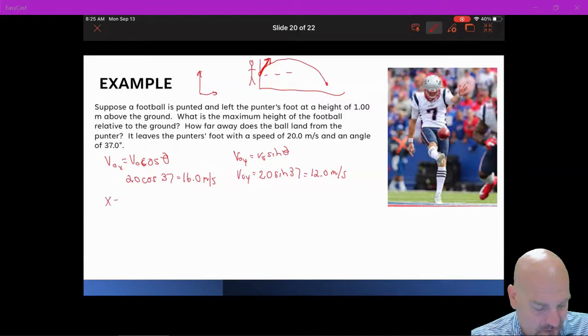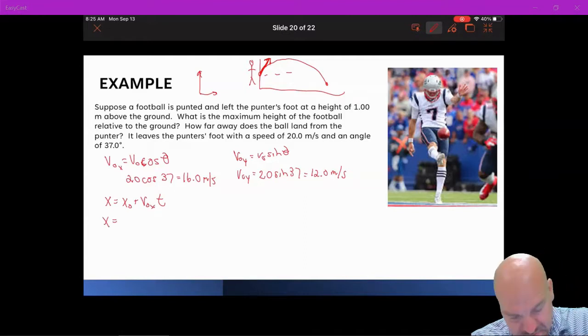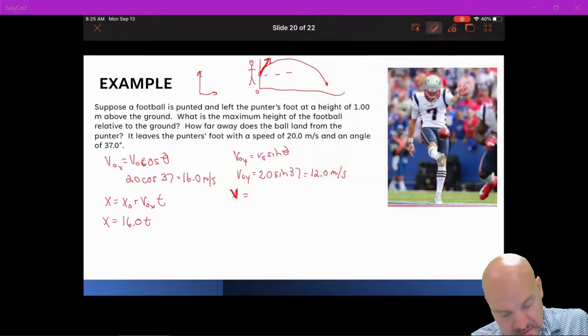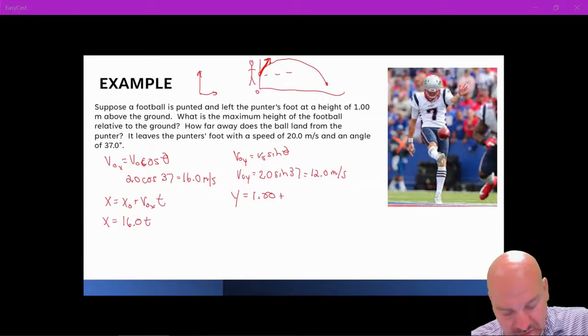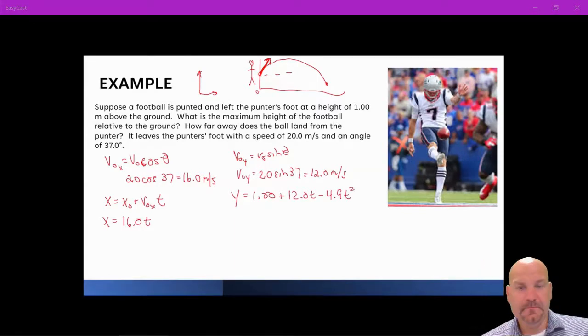So I'm going to say x equals xo plus voxt. We're going to call our initial position 0. So really it's just going to be 16.0 t. So once I figure out at what time the ball lands, I can use that equation to find how far it landed. And now y equals 1 meter, right? Because we're starting a meter up, plus 12t minus 4.9 t squared.